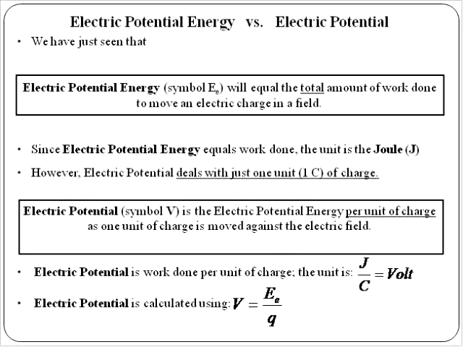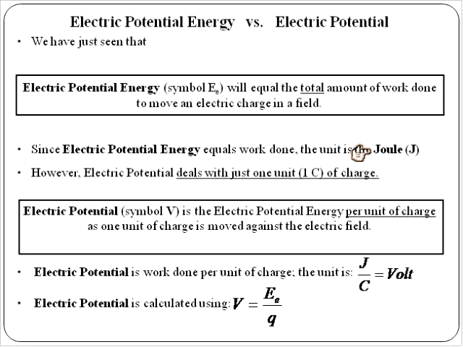So let's talk about the difference between electric potential energy and electric potential, because they are two different terms. First of all, electric potential energy, which has the symbol E, is the total amount of work done to move an electric charge in a field. So work equals energy, energy equals work. Because it's energy, the unit is joules.